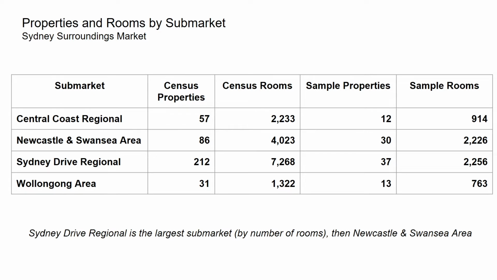After looking into the Sydney market, I will now present you the Sydney surroundings market. By submarket, we can see that Sydney Drive Regional is the largest submarket, followed by Newcastle and Swansea area.